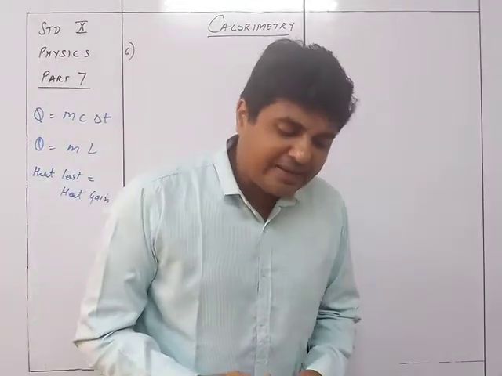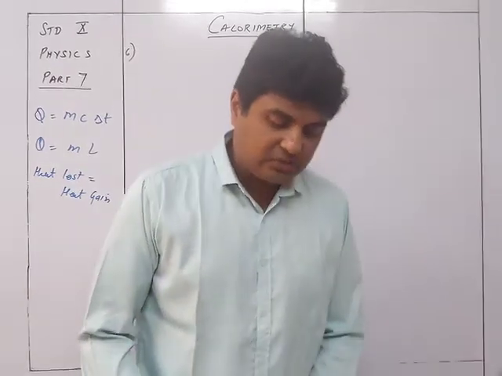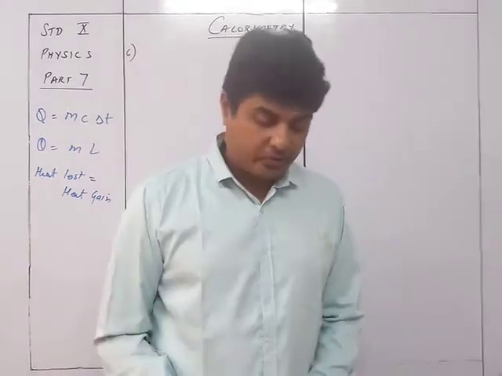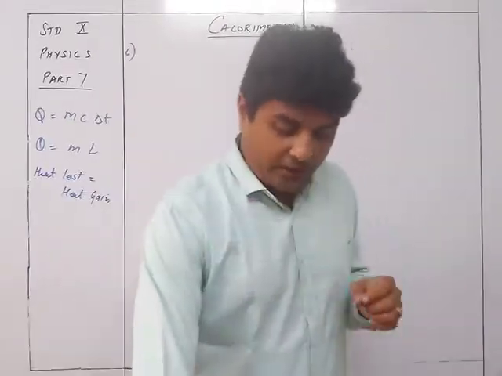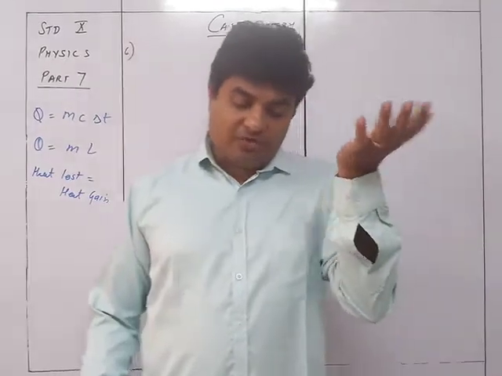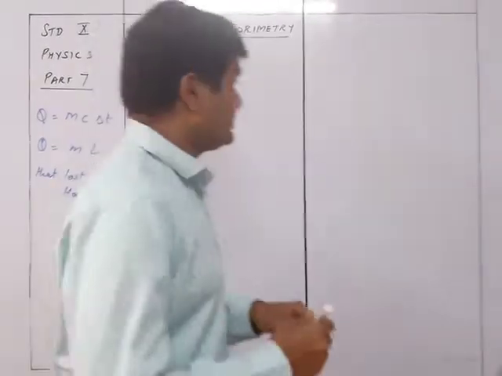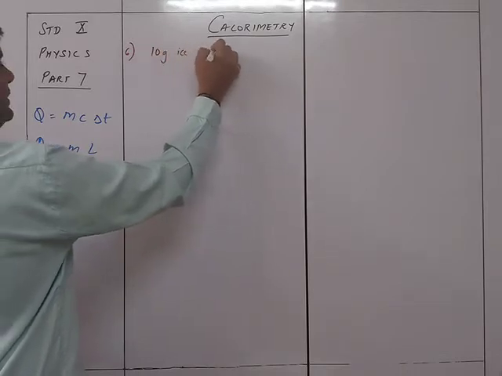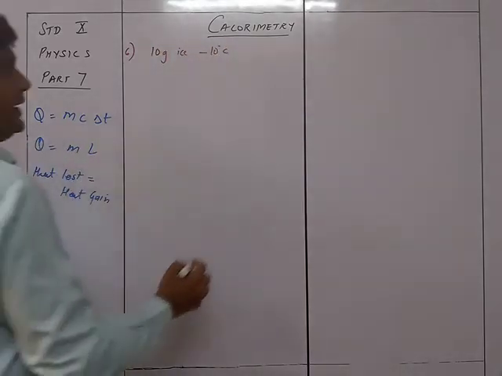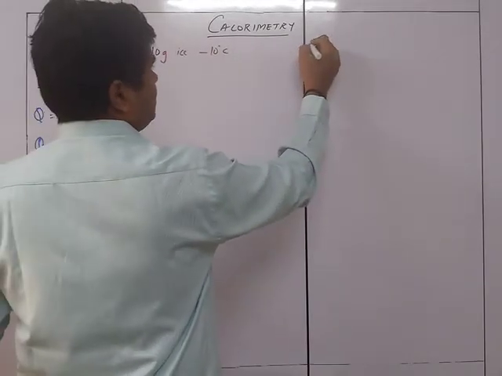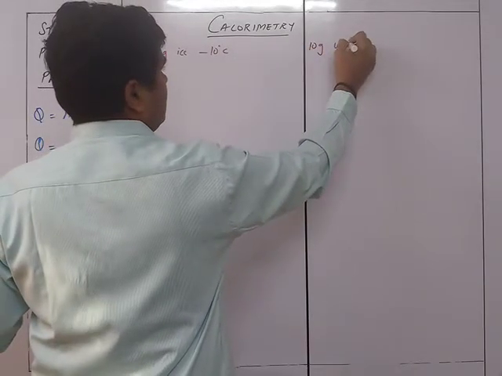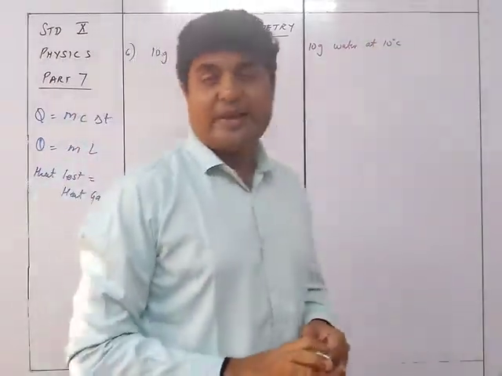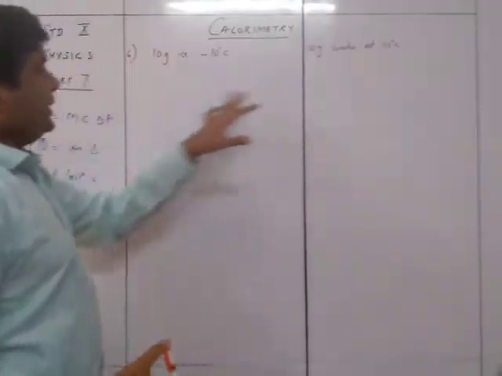Find the result of mixing 10 grams of ice at minus 10 degrees Celsius with 10 grams of water at 10 degrees Celsius. And then all the data is given to you. So what do you mean by this? You have got over here 10 grams of ice at minus 10 degrees Celsius. And on another side we have got 10 grams of water at 10 degrees Celsius. Okay, these are the two things we are having. Hot body, cold body.